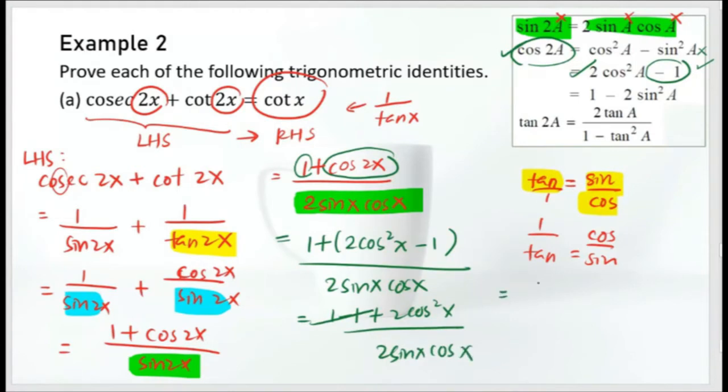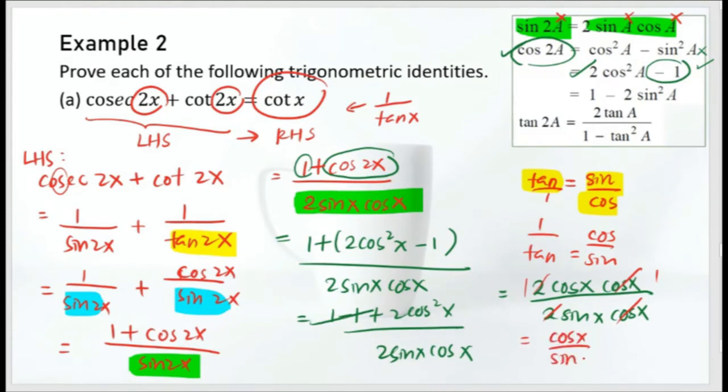Okay, so now you are left with 2 cos square x, which is 2 cos x times 2, over 2 sine x cos x. After this, you can simplify: the 2 becomes 1 and the cos x becomes 1. So your answer is cos x over sine x.